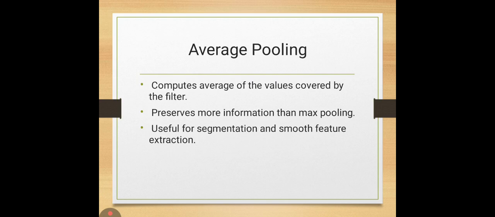Next is average pooling. In average pooling, the average value of all elements in the filter region is computed. This technique preserves more information compared to max pooling, but may smooth out strong activations. Average pooling is useful in tasks like segmentation and smooth feature extraction.